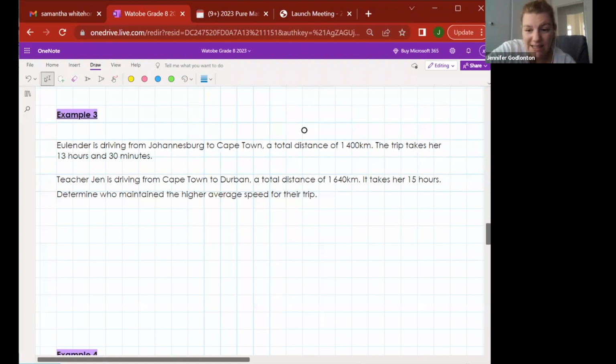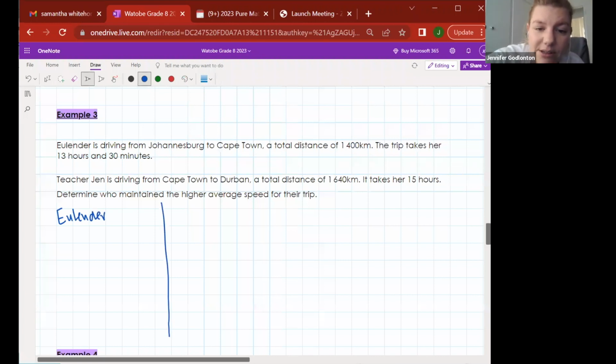Okay, so we're going to break this down into little pieces to help us out a little bit. So we've got 2 situations. We've got Yolanda's trip over here, and then we've got Teacher Jen's trip over here. How do I work out speed? Think of your little triangle. How do we work out speed? What is speed equal to? No answers? How do we work out speed?